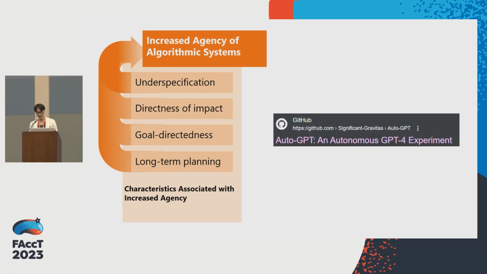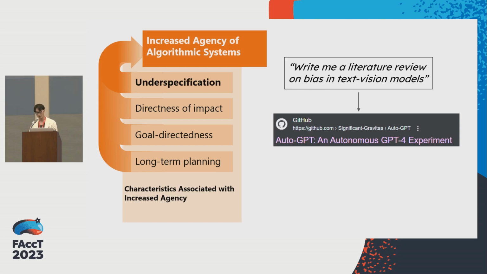Suppose that we're thinking about a system like AutoGPT. So again, this is GPT-4, but it's chained together, so it's allowed to interact with your computer in arbitrary ways after you give it a text-specified goal. So you specify the goal: write me a literature review on bias in text vision models. You don't say how exactly you want this goal to be accomplished. You don't say where to look. You don't say what to write. All you provide is this goal.